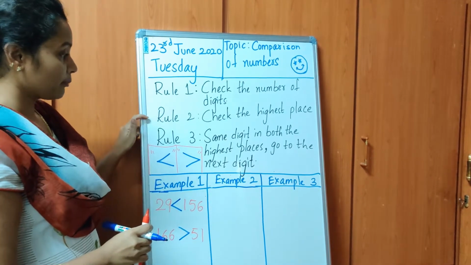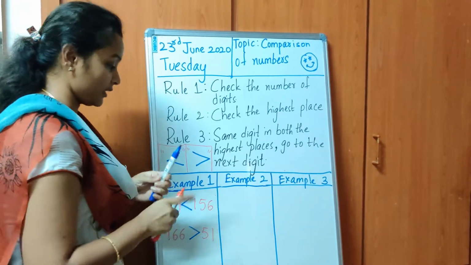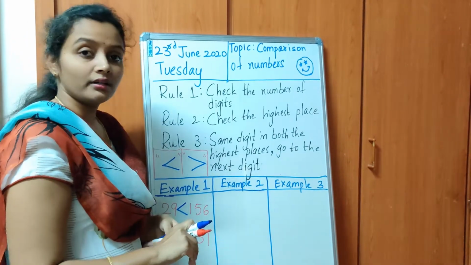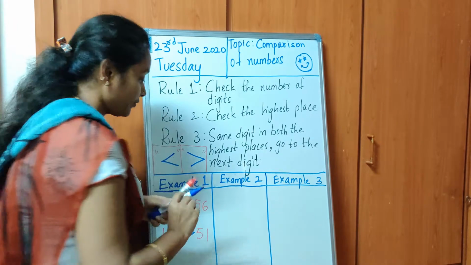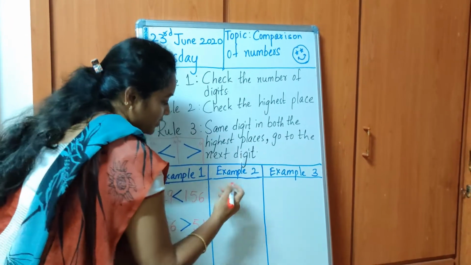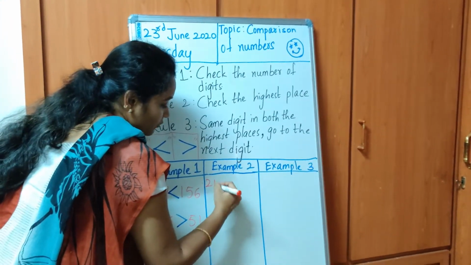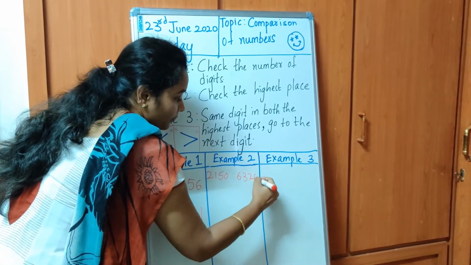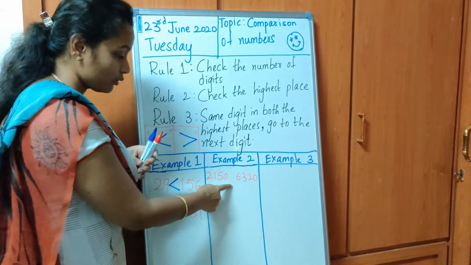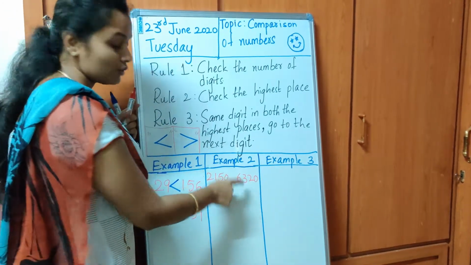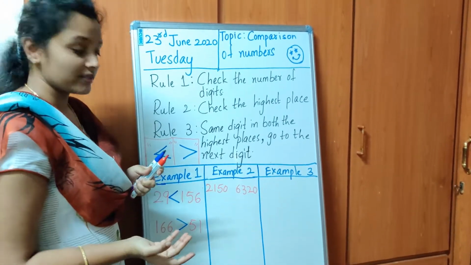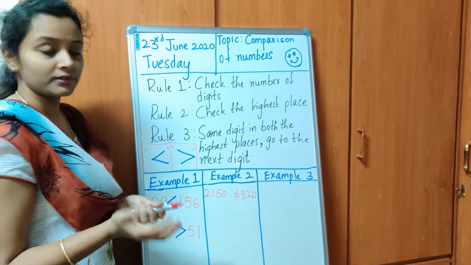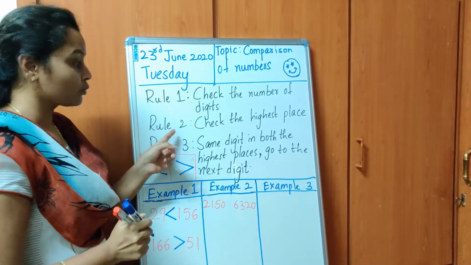Now, let's take an example for rule 2. Check the highest place. To check the highest place, the number of digits on both sides should be the same. For that, my example is 2150, 6320. Okay, here also a 4-digit number and here also a 4-digit number. Now we can't decide which is the bigger number because both sides have 4-digit numbers. Now then comes rule 2.